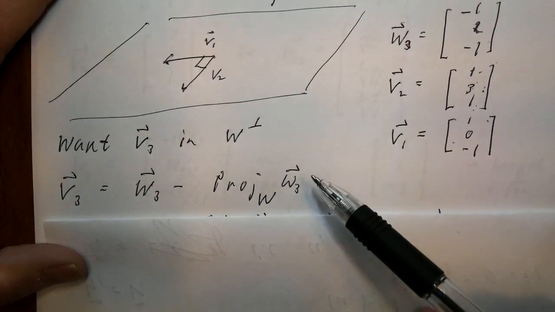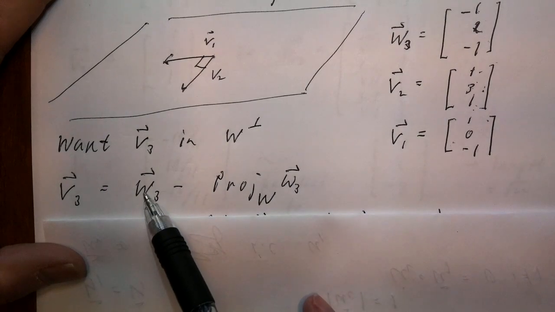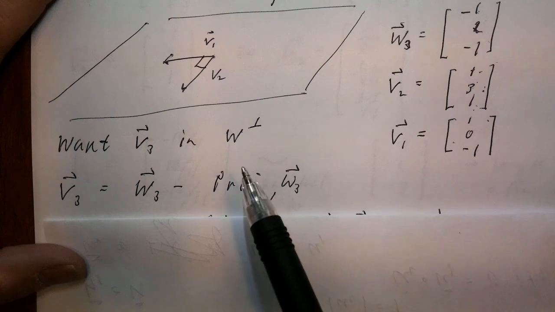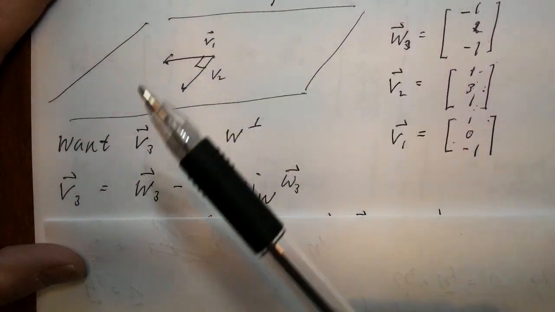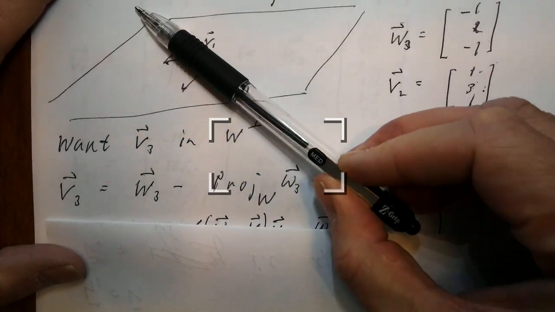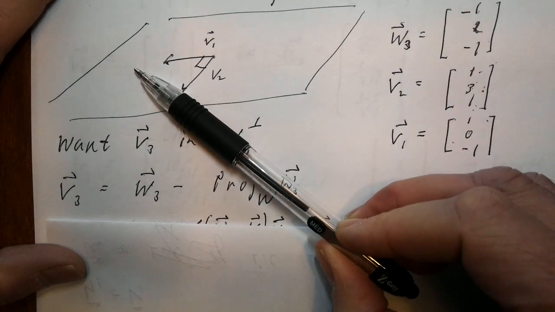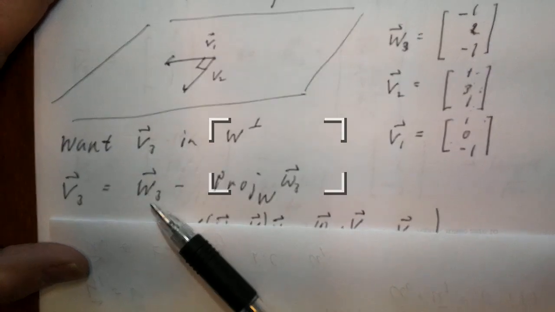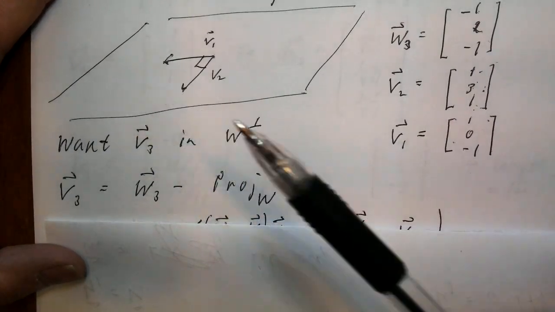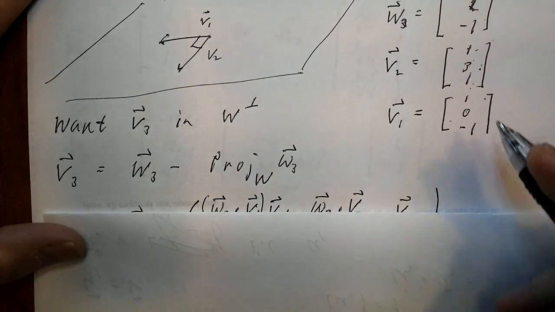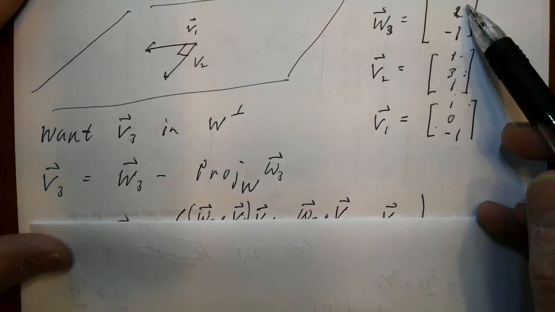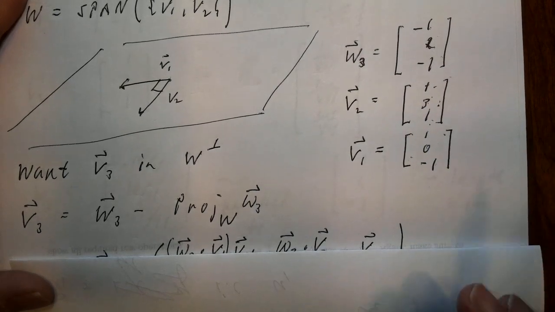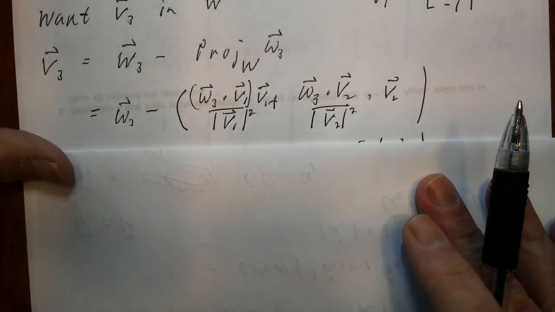So we're going to take V3 to be W3 minus the projection of the vector W3 onto the plane. The idea is that the vector W3 might be pointed off like that. We project it down onto the plane, which is capital W, and subtract that projection from W3, which gives us a vector perpendicular to the plane. So here are the vectors for reference. W3 is negative 1, 2, negative 1, and V2 and V1 we calculated on the previous page.